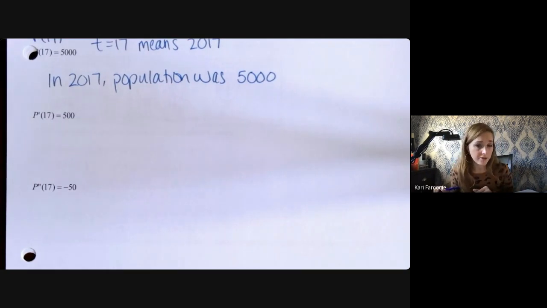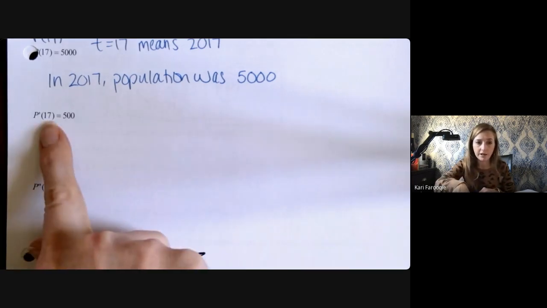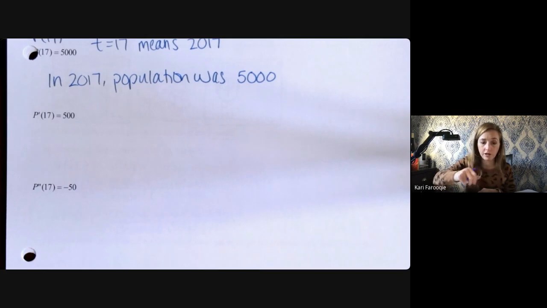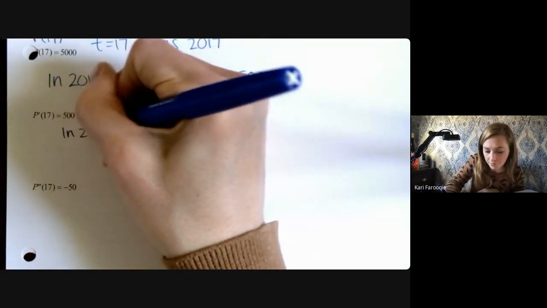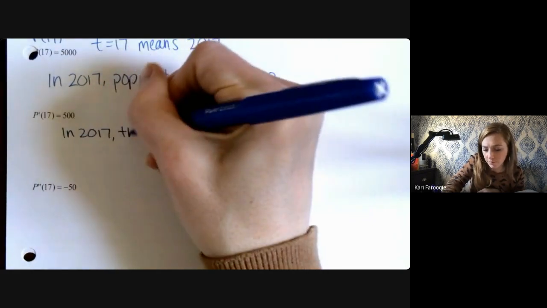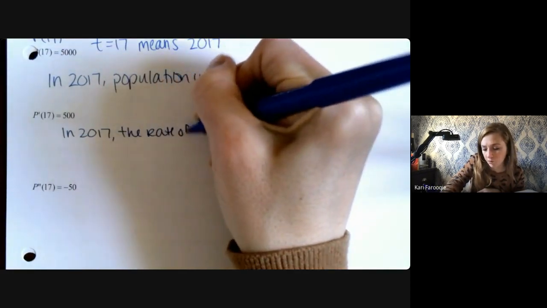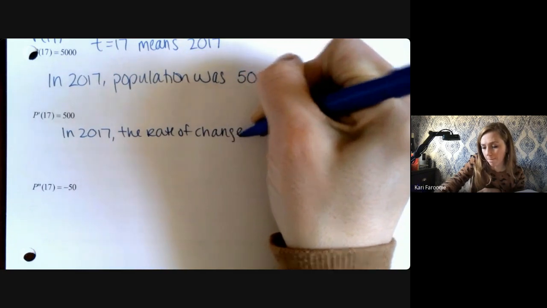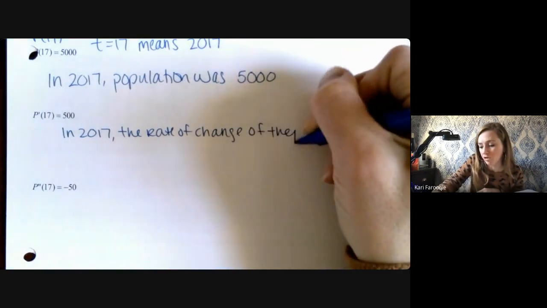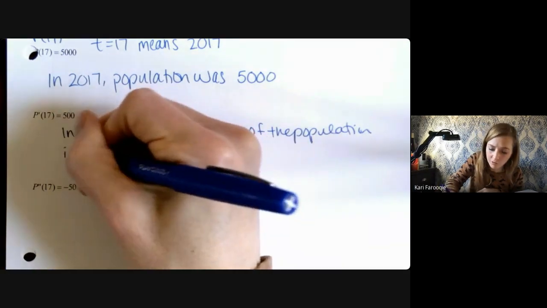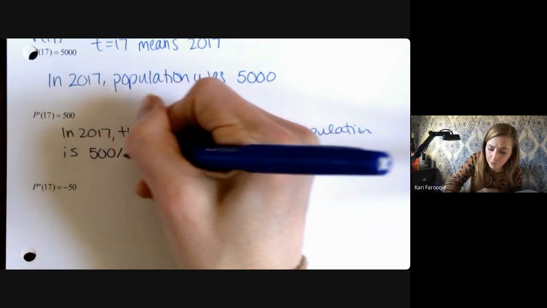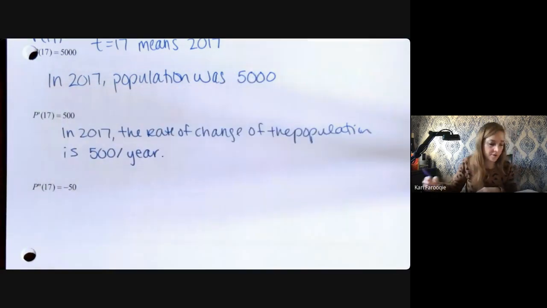P prime has to do with a rate of change. So we're talking about the population. So P prime would be the change in the population, and the year would be 2017 again. So this would mean that the rate of change in 2017, the rate of change of the population is 500 per year.